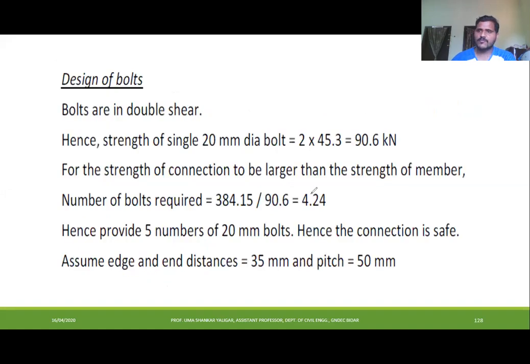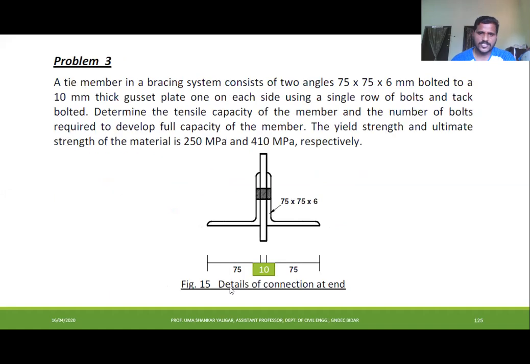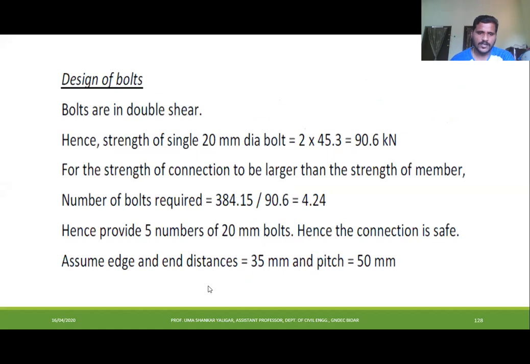Now we need to calculate the number of bolts. If you see the given section, here you will get failure, and here also you will get failure. So the bolts are failing in two planes. Actually there is one bolt, but the bolt is failing in two shear planes. We know from model number 2 that whenever a bolt fails in two shear planes, it is also called double shear.